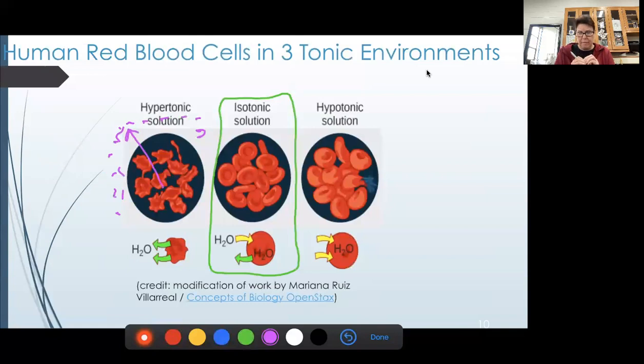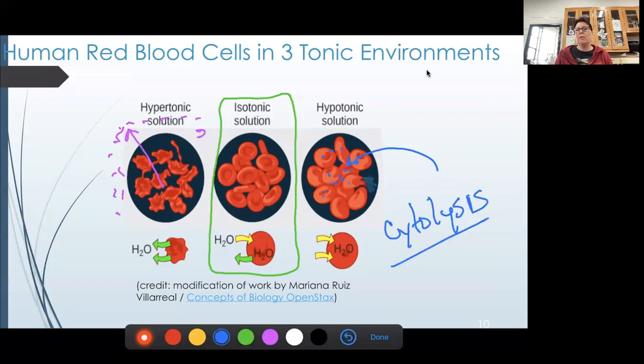That's not good. And then the other situation would be if I had more solute inside my cell. So the water is going to go in to dilute the solute. And in this case, it can actually cause the red blood cells to burst. And that's called cytolysis, to break the cytoplasm, spews that cytoplasm out. Not good.